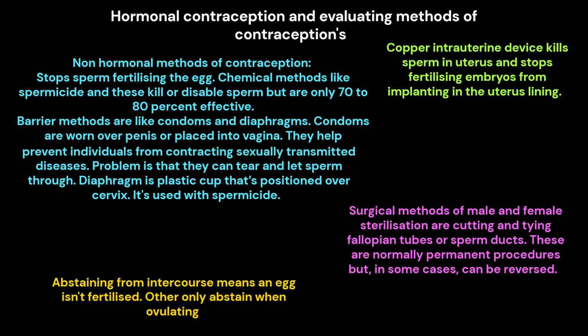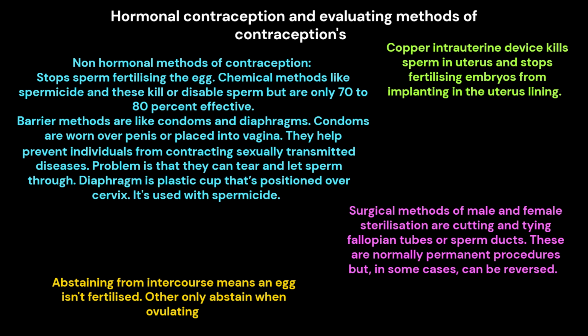Barrier methods are like condoms and diaphragms. Condoms are worn over the penis or placed into the vagina. They help prevent individuals from contracting sexually transmitted diseases. The problem is that they can tear and let sperm through. A diaphragm is a plastic cup that's positioned over the cervix.